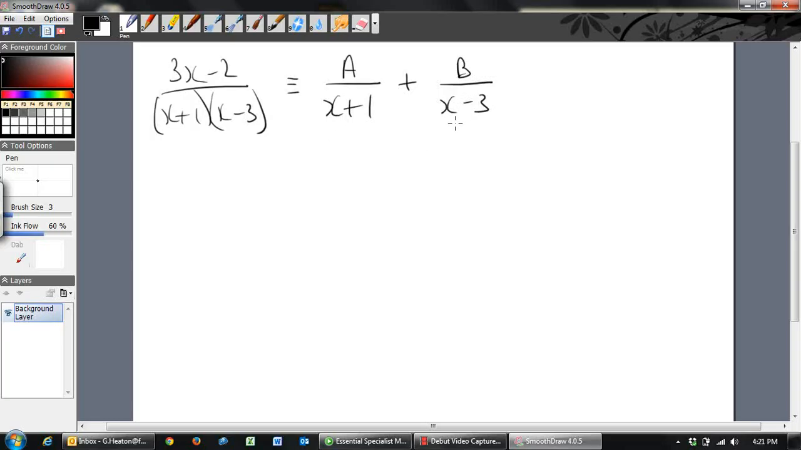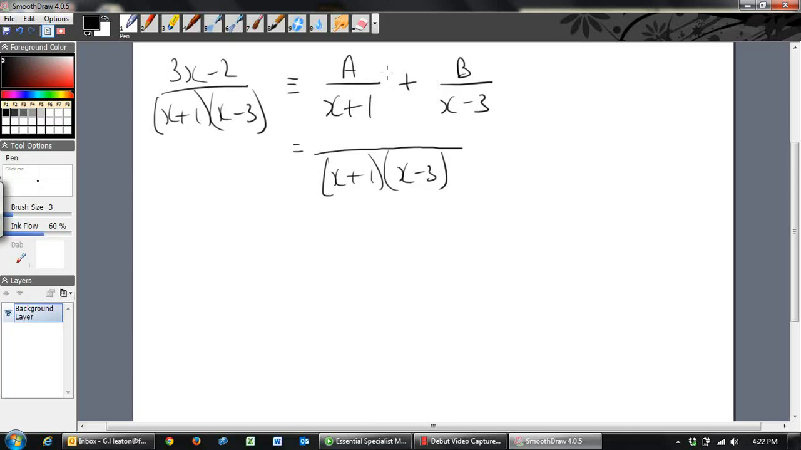So that's how we write it out. And then all we do is put these two fractions together and figure out what A and B are equal to. Okay, so let's do that. So that equals x plus 1, x minus 3, and let's have a look. To get this new denominator of x plus 1, x minus 3, what have we timesed the bottom line here by?